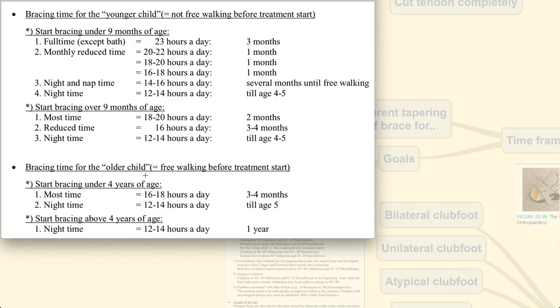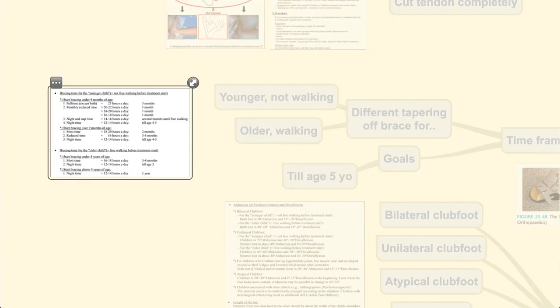But for bracing older children, you also need to brace until the age of 5, and the tapering off goes faster. So for most of the time, people wear around 16 to 18 hours a day. The child needs to wear them for at least 3 to 4 months before reducing it to nighttime use only, for 12 hours a day until they reach the age of 5. But if the children started at above the age of 4 years old, then you only need to apply it partially or only at night time and for at least 1 year. That is when the child has reached age 5 years old.